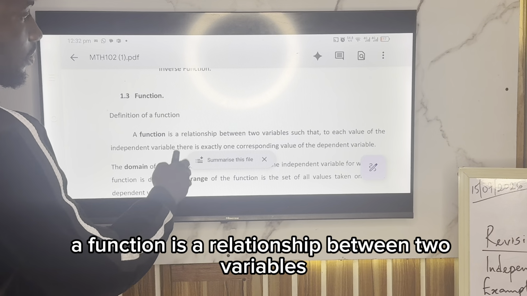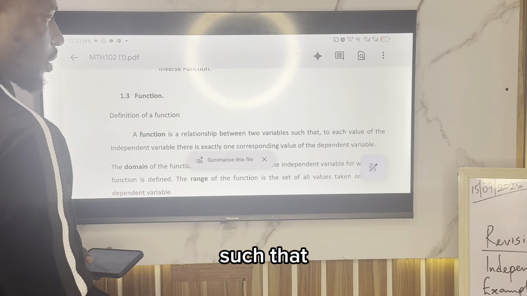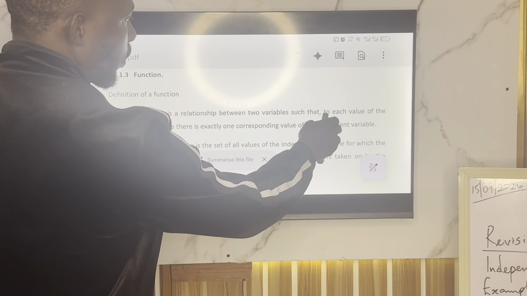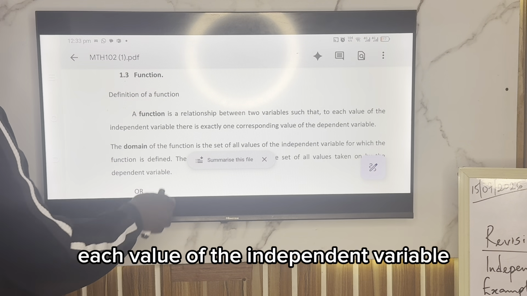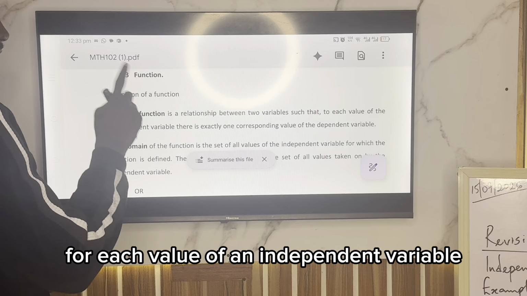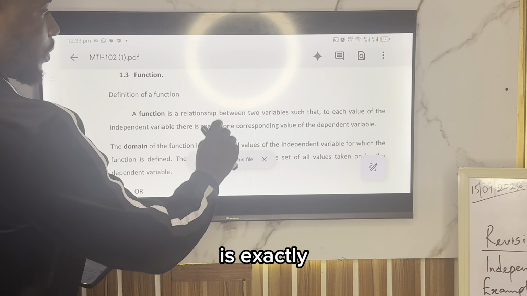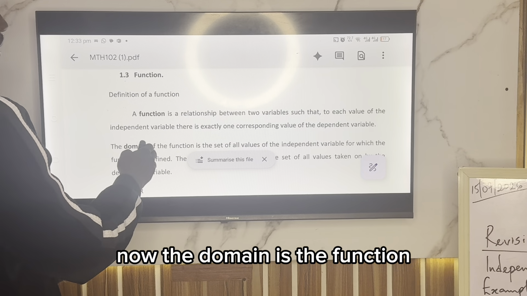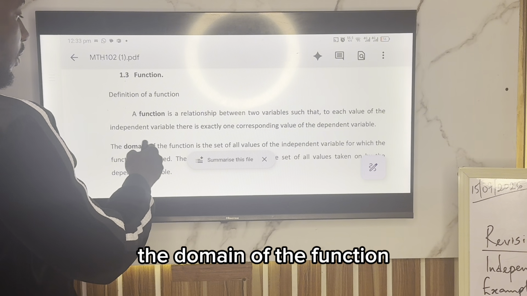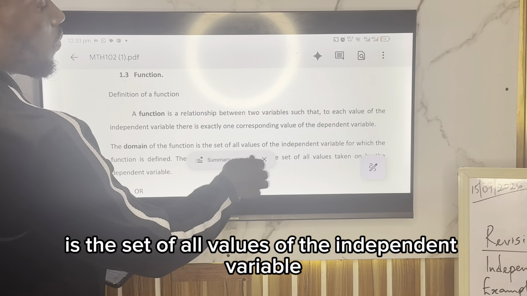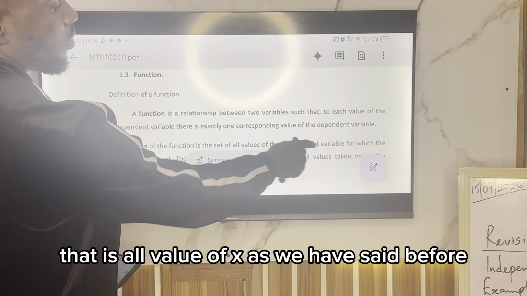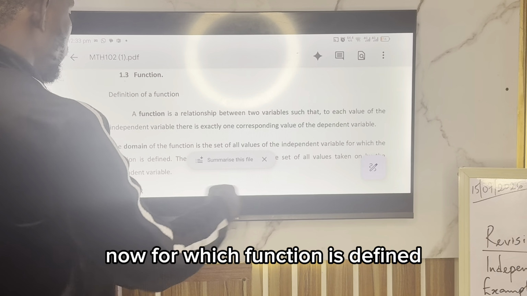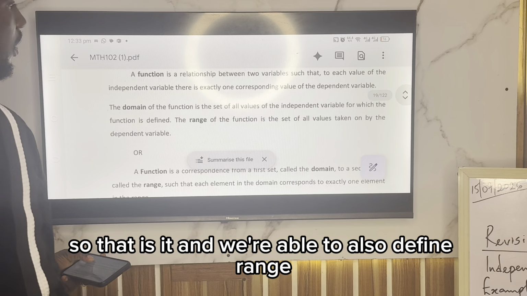A function is a relationship between two variables such that for each value of the independent variable there is exactly one corresponding value of the dependent variable. The domain of the function is the set of all values of the independent variable, that is all values of x, as we have said before, for which the function is defined.